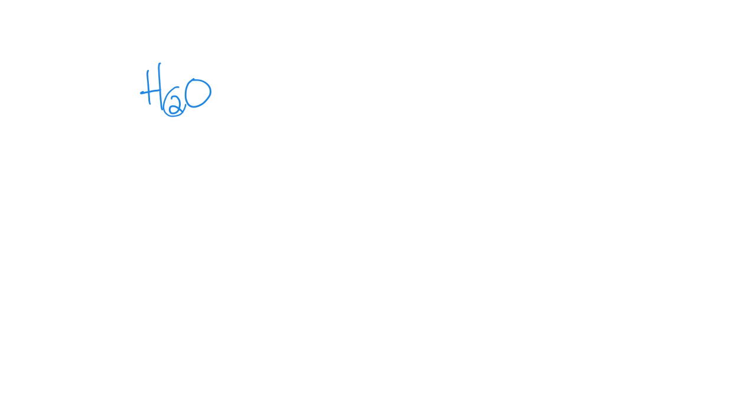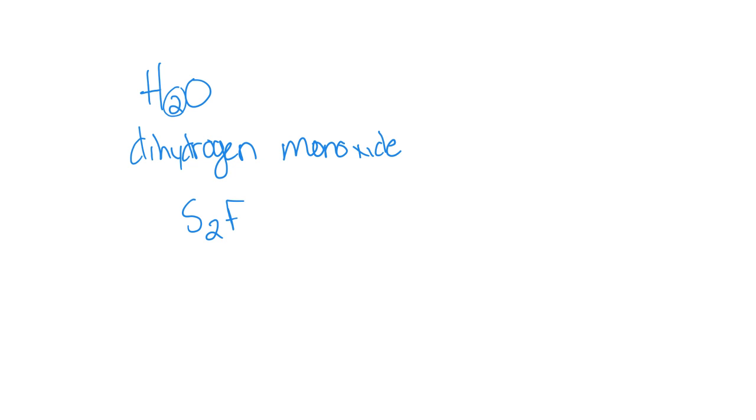So I'm going to use my prefixes. I have 2 hydrogens, so that would be dihydrogen. And I have 1 oxygen, so that would be monoxide. Another way of saying water. We could do another one. We have a sulfur, we have a fluorine. If I wanted to name this, we know these are both nonmetals. So prefix, disulfur, prefix for 10, decafluoride. All right.